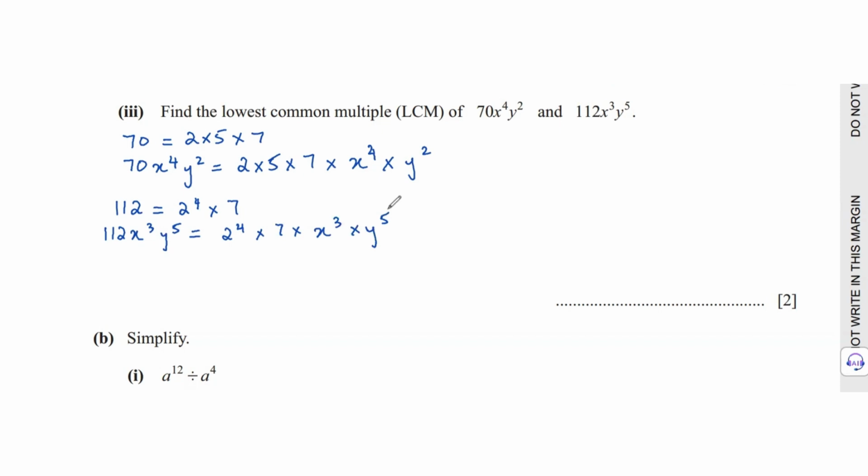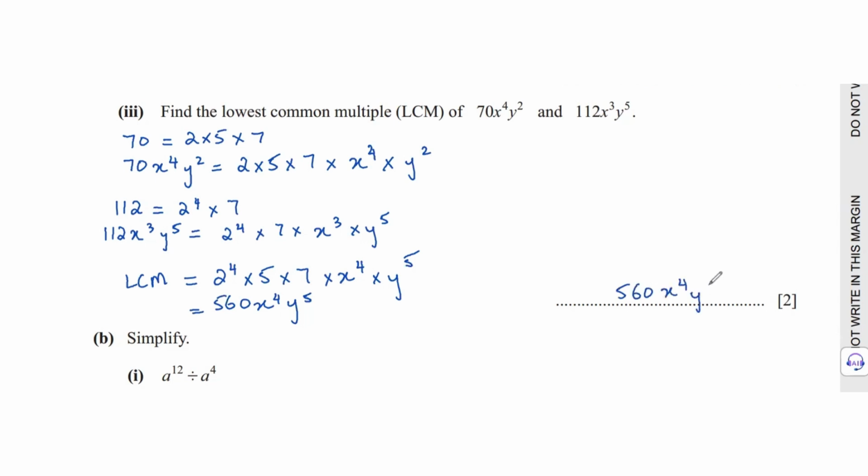So now for the lowest common multiple, we can see that it's going to be 2 to the power of 4 times 5 times 7 times x to the power of 4 times y to the power of 5. So this all multiplies to 560 x to the power of 4 y to the power of 5.